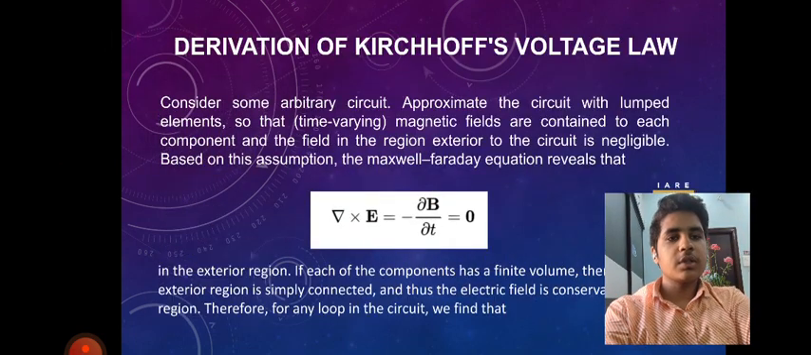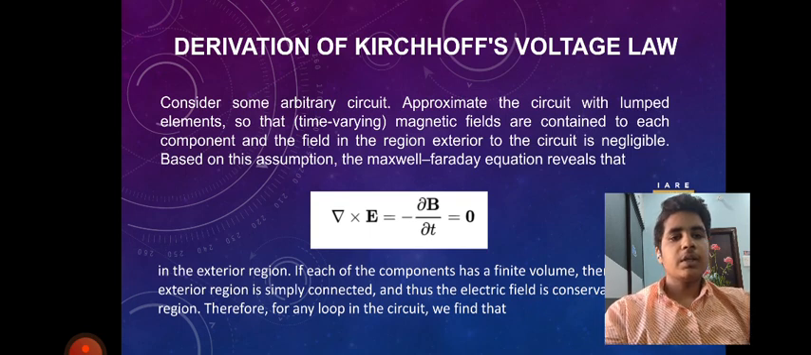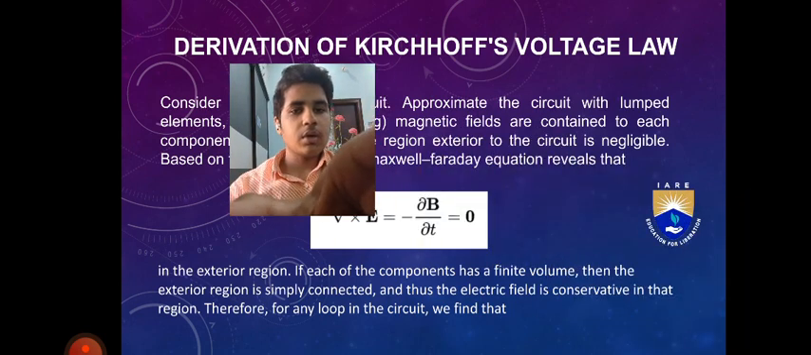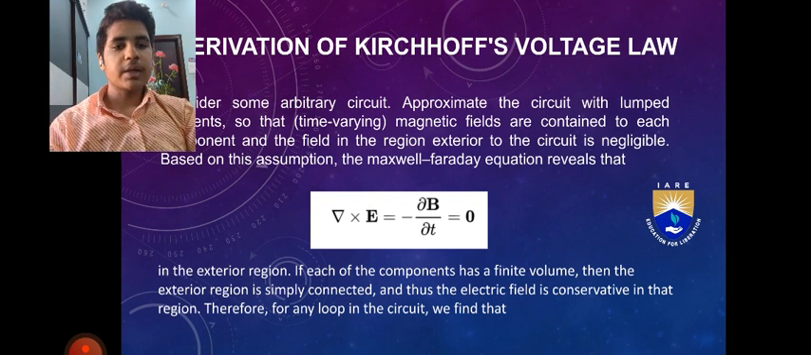So, derivation of Kirchhoff voltage law. Consider some arbitrary circuit. Approximate the circuit with lumped elements so that time varying magnetic fields are contained to each component and the field in the region exterior to the circuit is negligible. Based on the assumption, the Maxwell-Faraday equation reveals that in the external region, del cross E is equal to minus dB/dt, which is equal to 0. If each of the components has finite volume, then the exterior region is simply connected and thus the electric field is conservative in that region.